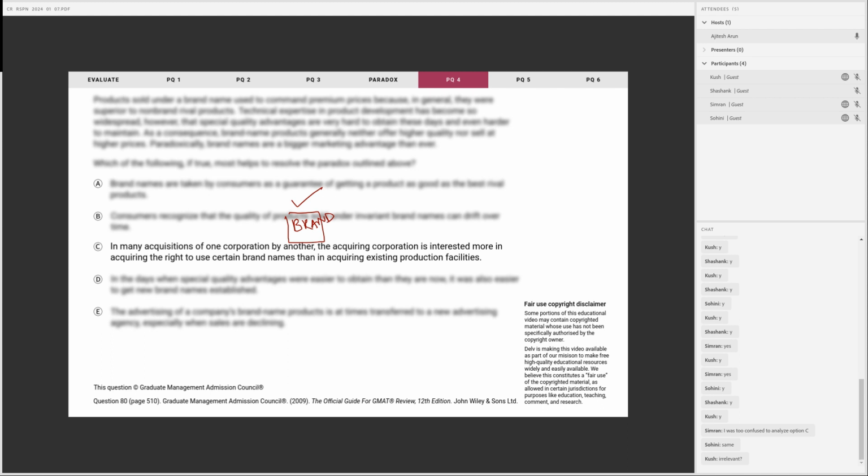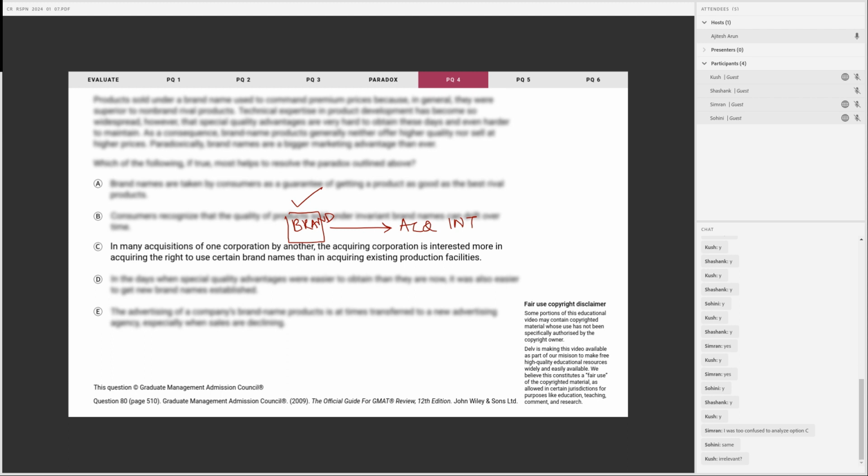Now, as a result of this, what would you expect? Like, if a brand is very strong, what would you expect? If somebody acquires that brand, they would be interested in this brand, right? So the acquiring party would be interested in the brand. That would be the effect of the strength of the brand.